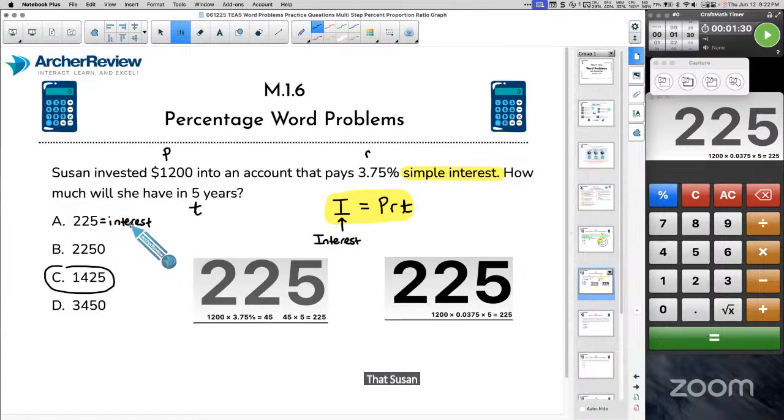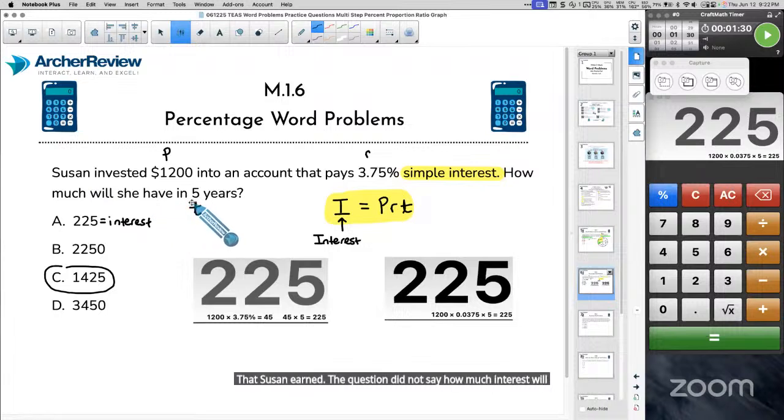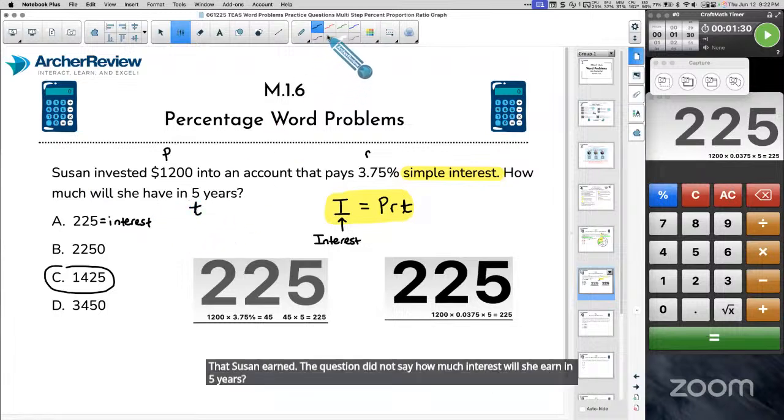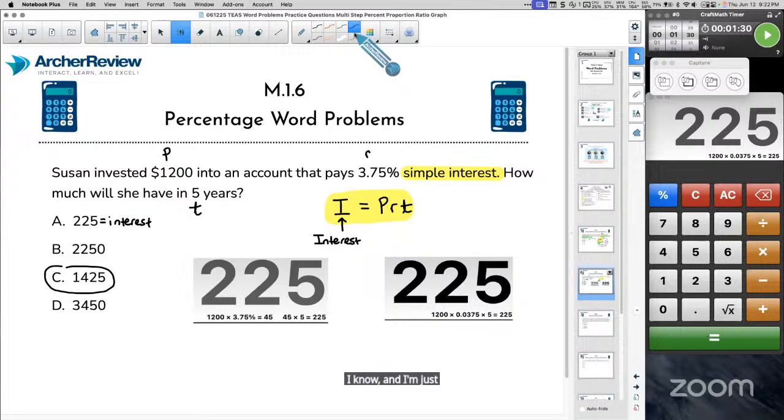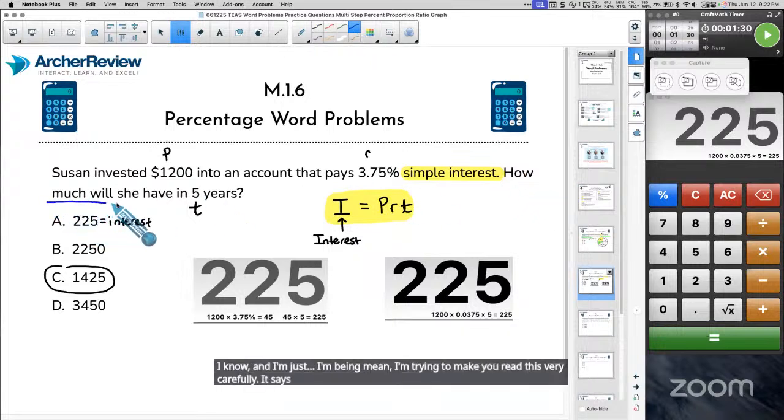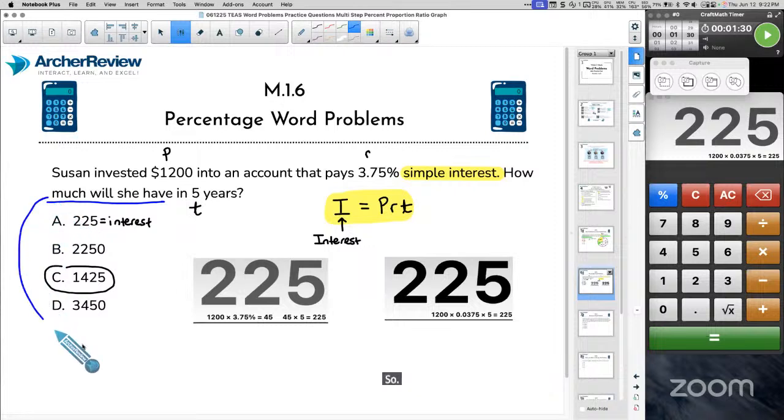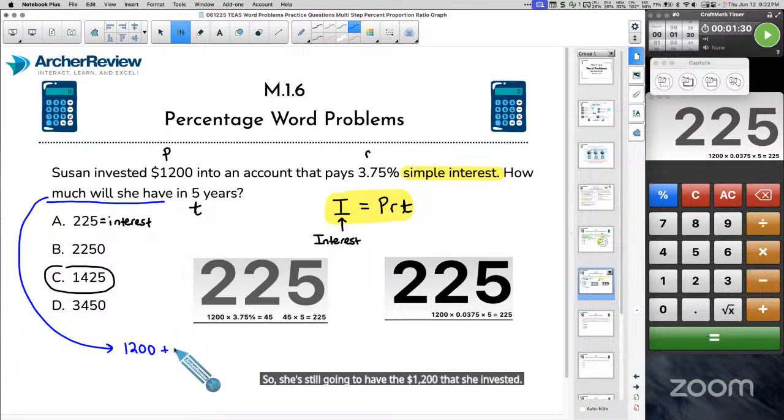The question did not say how much interest will she earn in 5 years. Yeah, I know, and I'm being mean. I'm trying to make you read this very carefully. It says how much will she have. So she's still going to have the $1,200 that she invested plus that interest that she earned. And that's where we're getting that 1425 from.